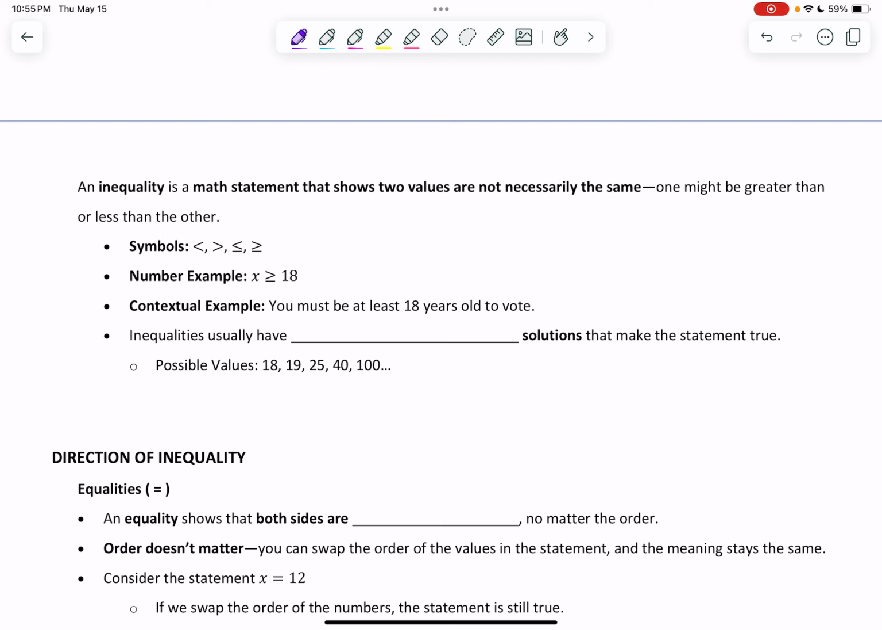Okay, when I say at least 18, and I'm talking about an inequality, inequalities have many possible solutions. It's not just one. There are many possible answers that can exist. So in this context, I could be 18, 19, 25, 40, 100, and a whole bunch of other numbers, but there are so many numbers that I couldn't possibly list them all right now.